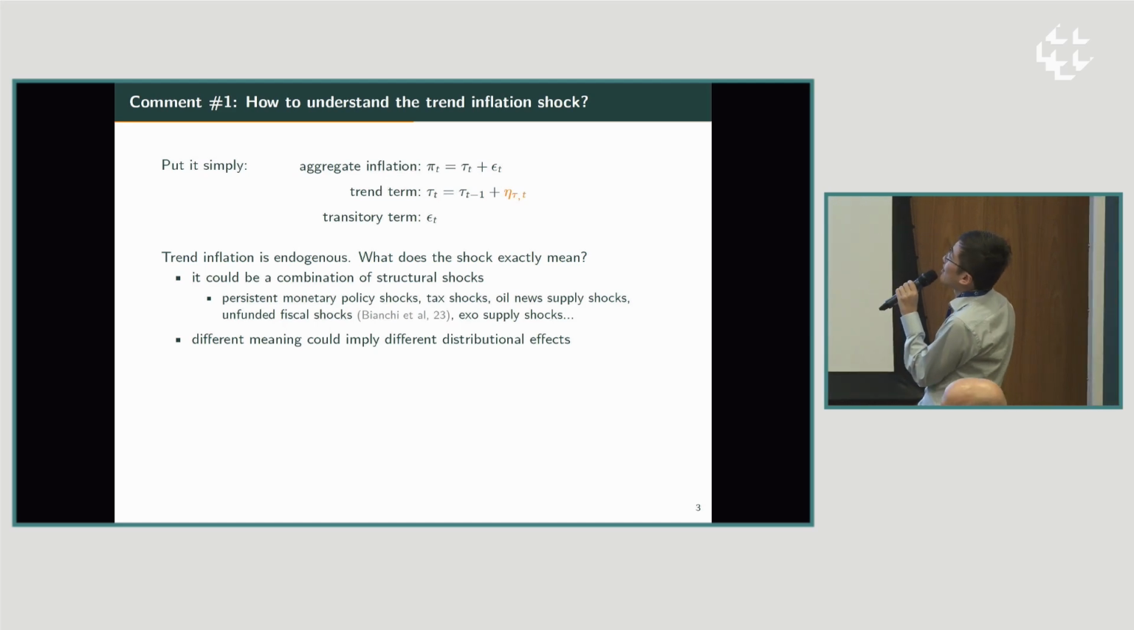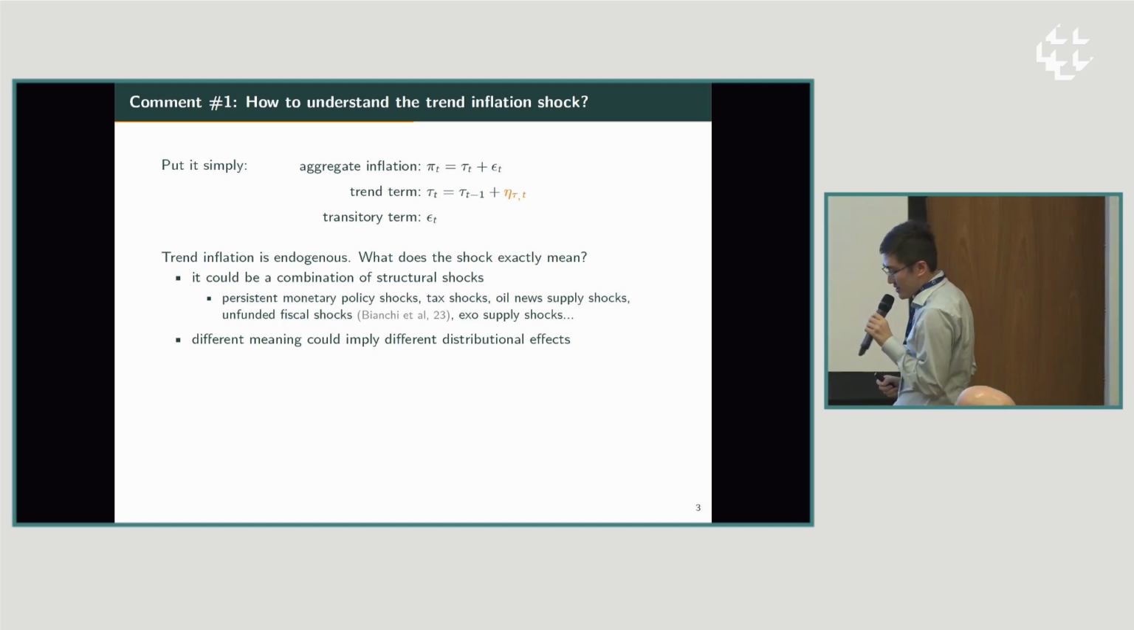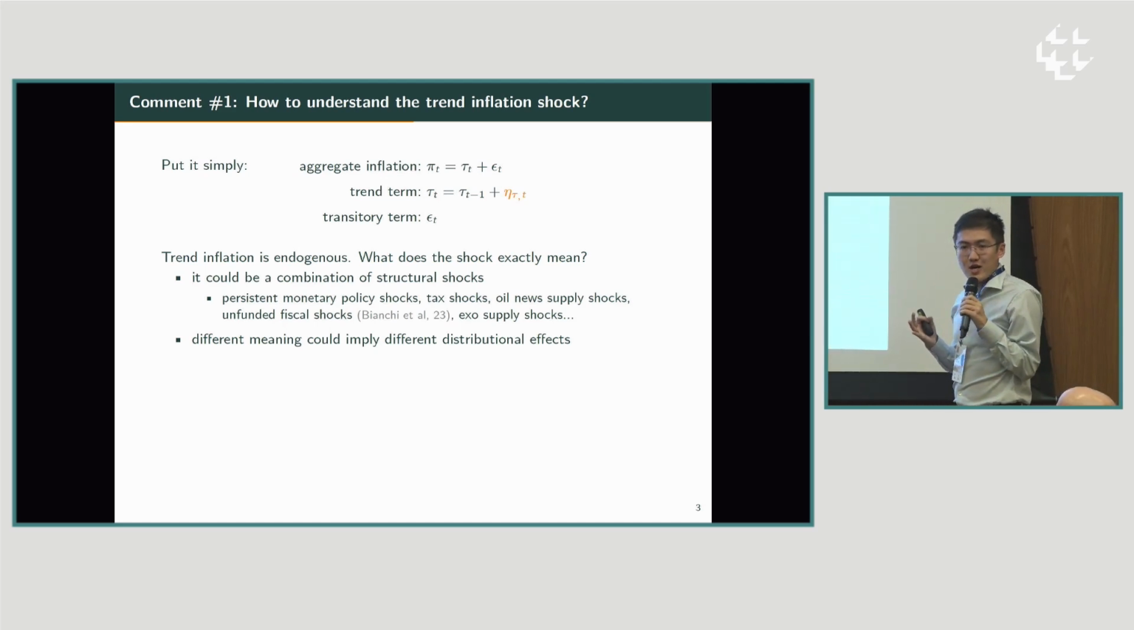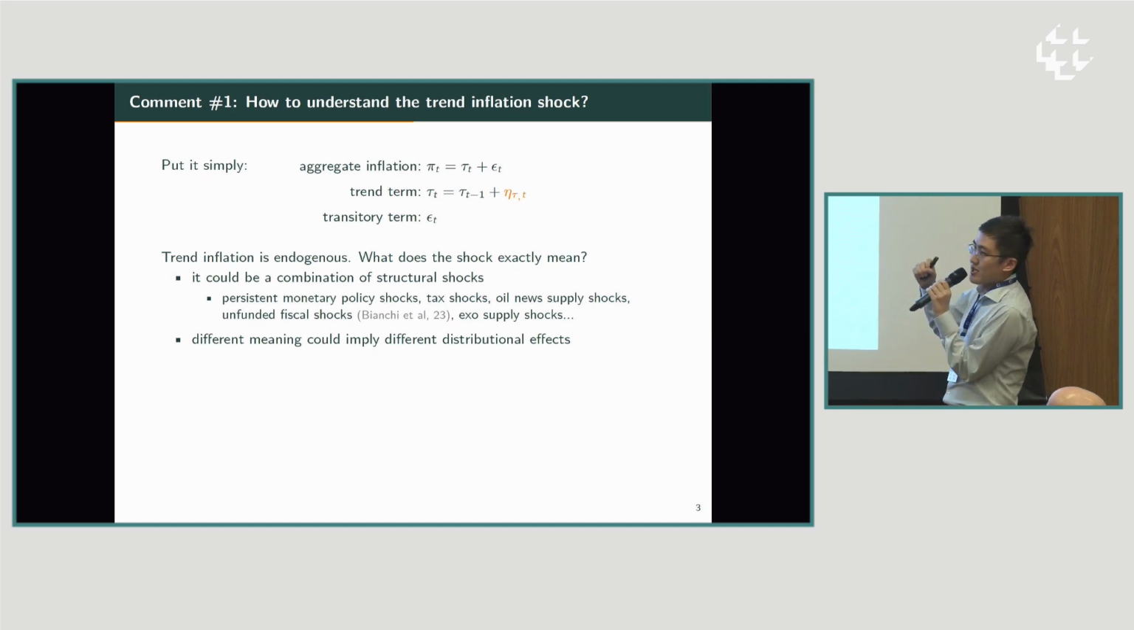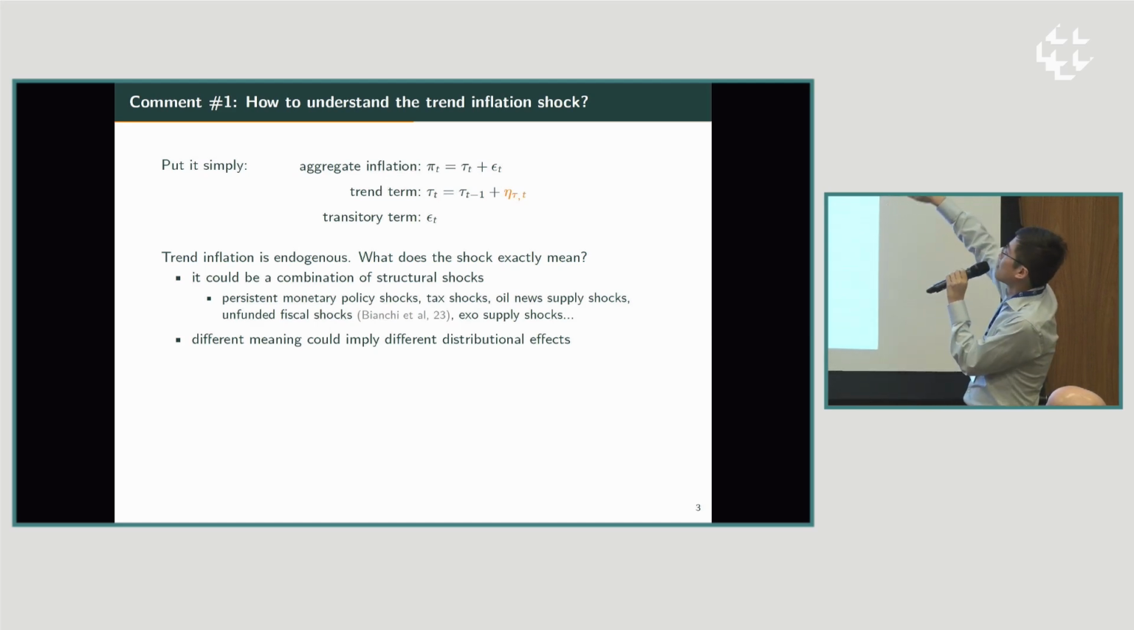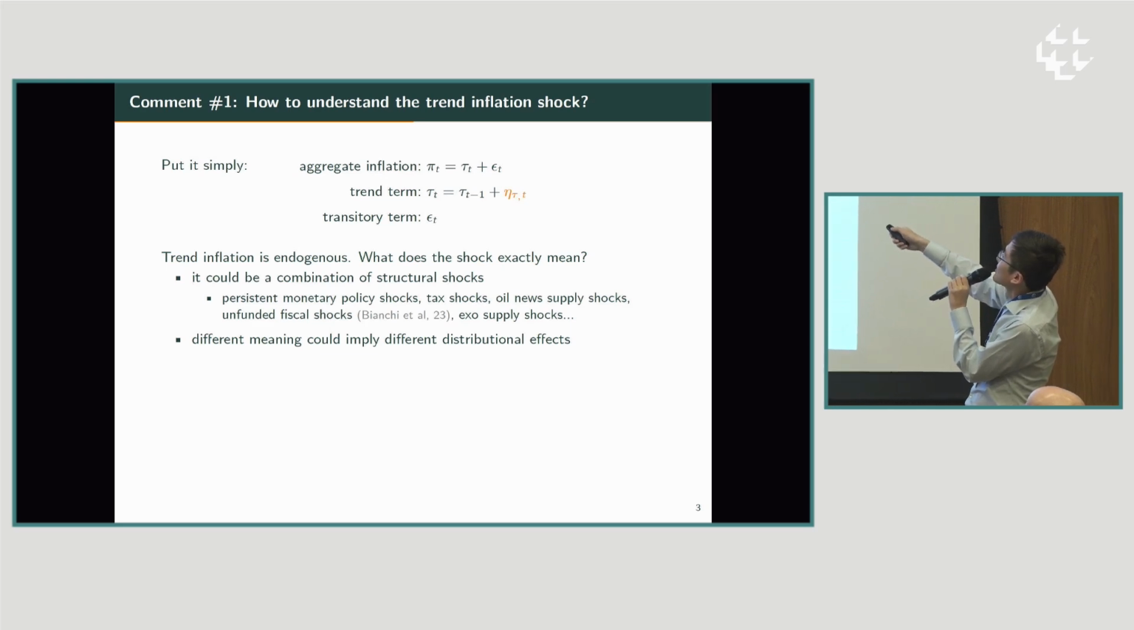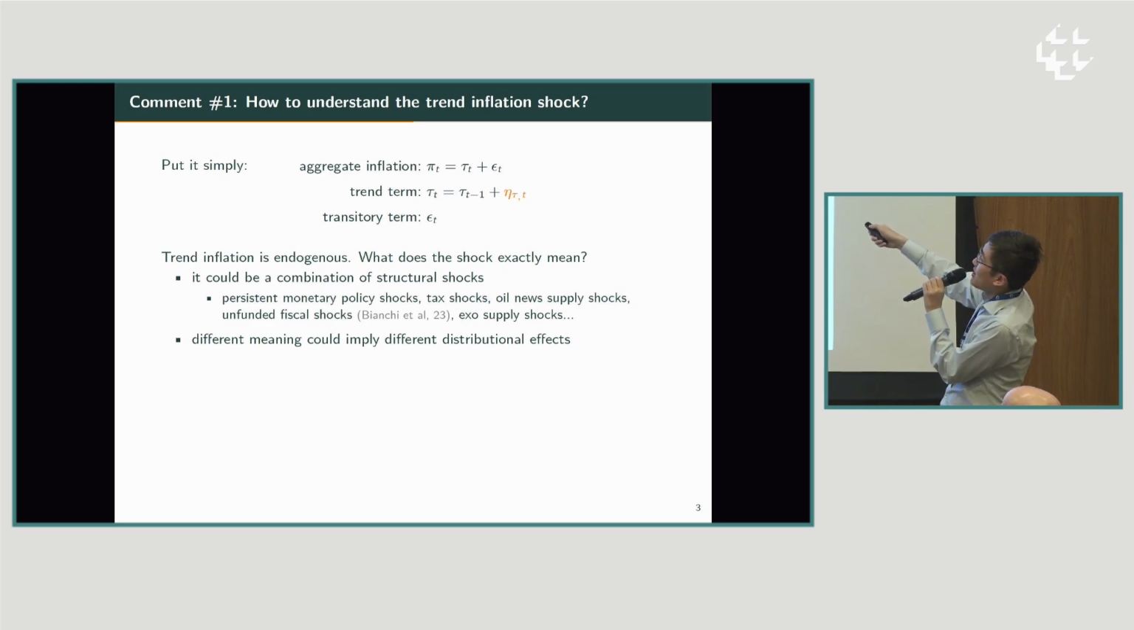Okay, so now let's come to my comments. My first comment is that, from a general picture, how do we really understand this trend inflation shock from the econometric model? Put simply, we can see that basically the aggregate inflation, aggregate PCE, is decomposed into two parts. One is the trend term, one is the transitory term. So what their shock is basically this eta term.